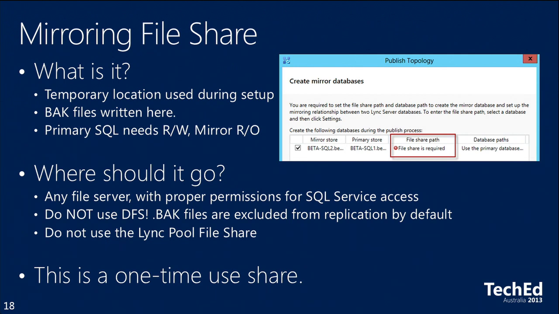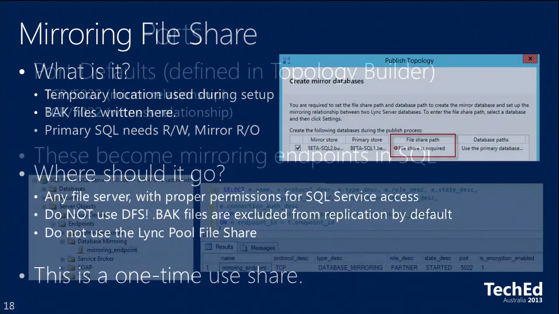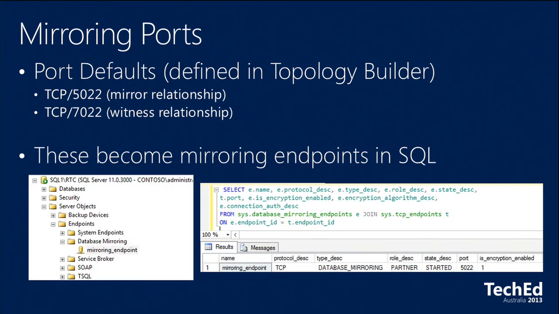That's for Lync conferences and meeting storage. This is just temporarily used for establishing or setting up the SQL mirror. And don't use DFS. DFS blocks the .bak extension by default, so if you use DFS and point the mirror at that share, you're not going to see those BAK files. As we say, it's a one-time share. We use it for creation of the mirror, and then it's no longer required.